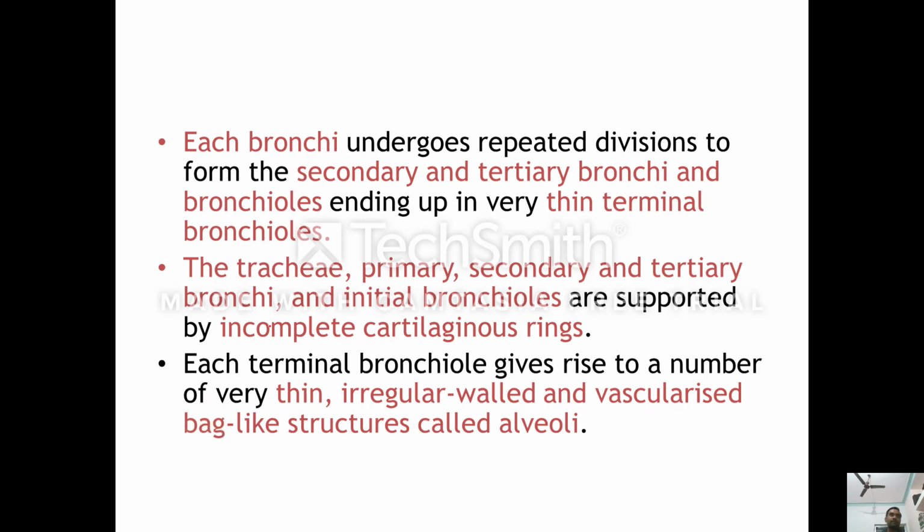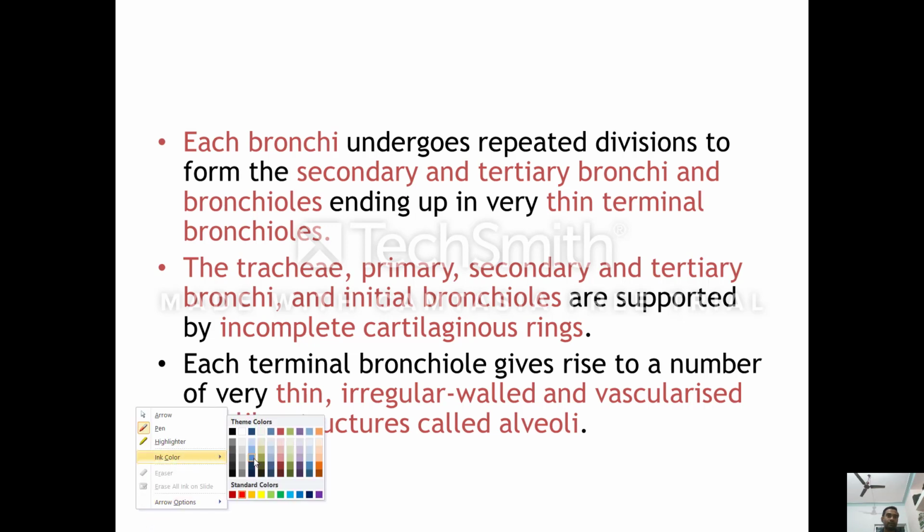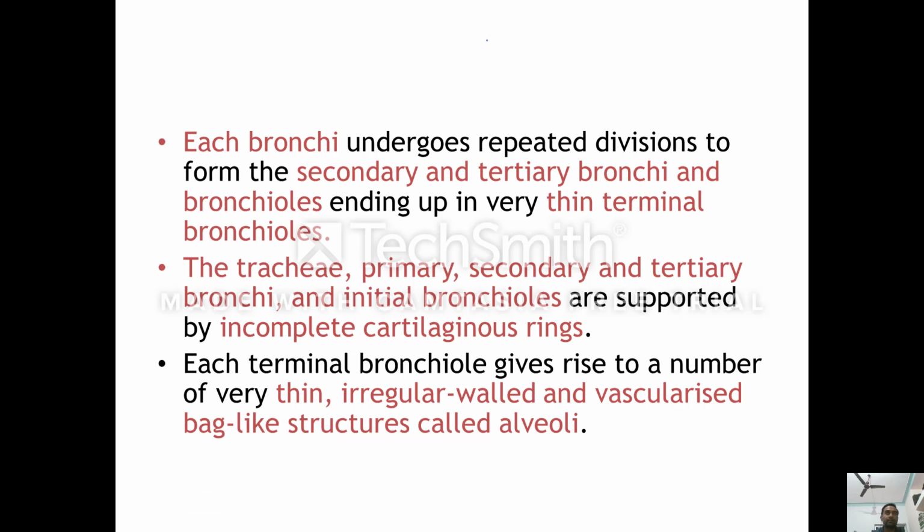Next, these bronchi that we have seen here undergo further division. They continuously get divided, and these divisions continue like this. In these divisions there is presence of incomplete cartilaginous rings.